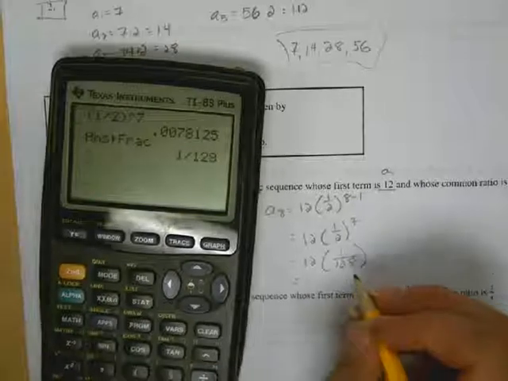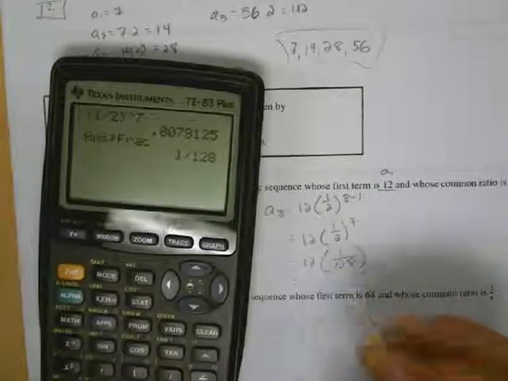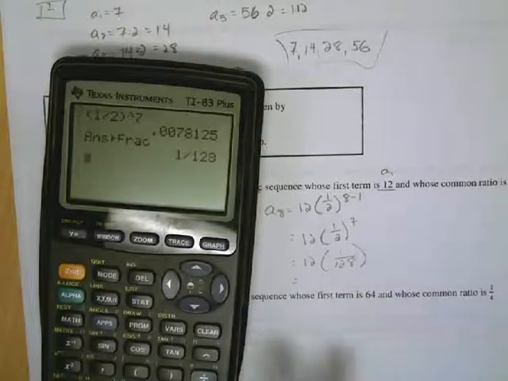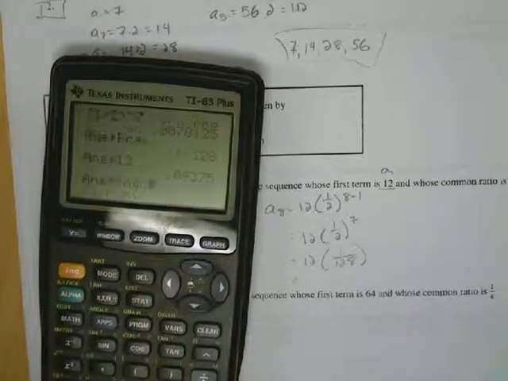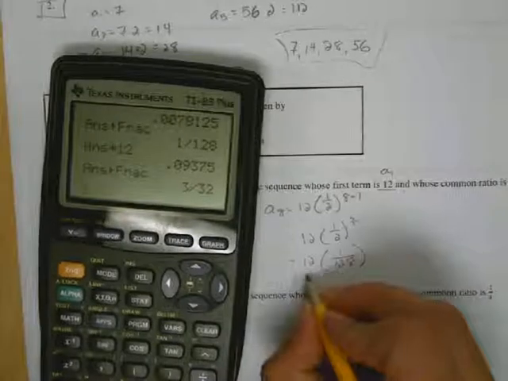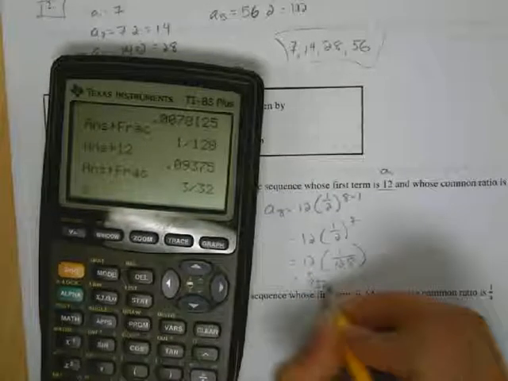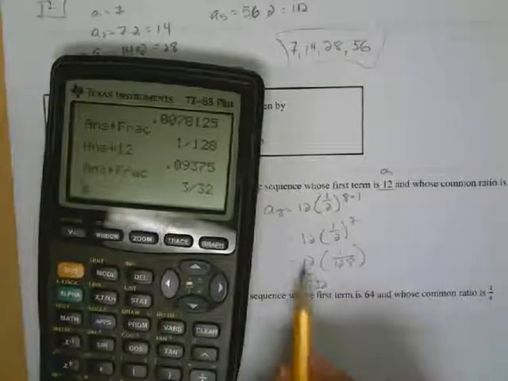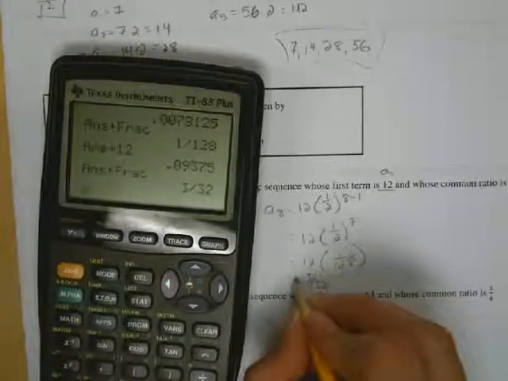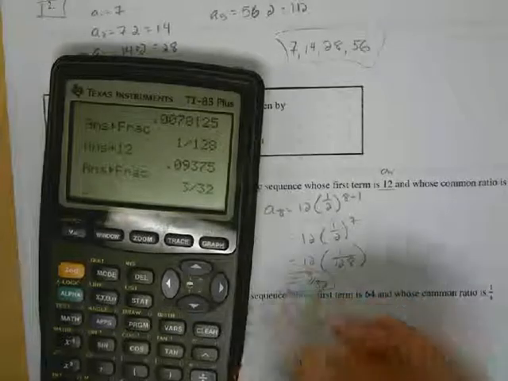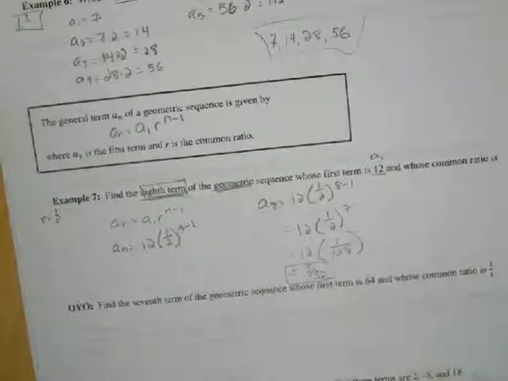That's going to reduce. Okay, so times 12, we're going to go like that. Do your math fraction again, and you get 3/32, or you could have just recognized that 4 goes into both 12 and 128, and you would have reduced to 3/32 anyways. Okay, so 3/32 is going to be your 8th term.